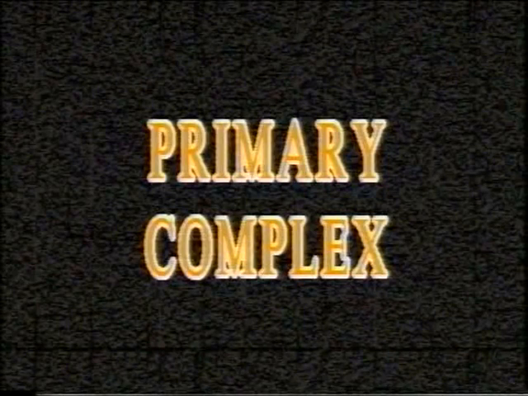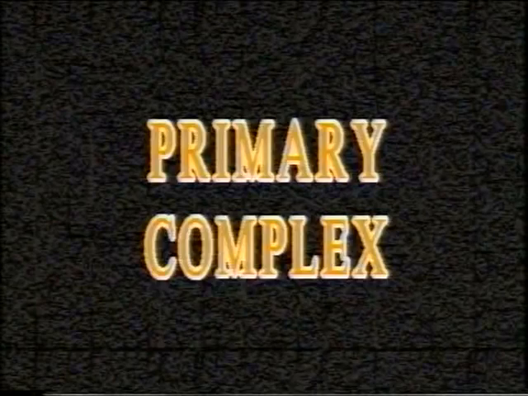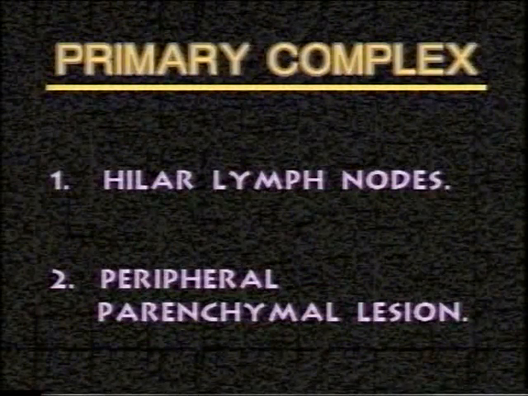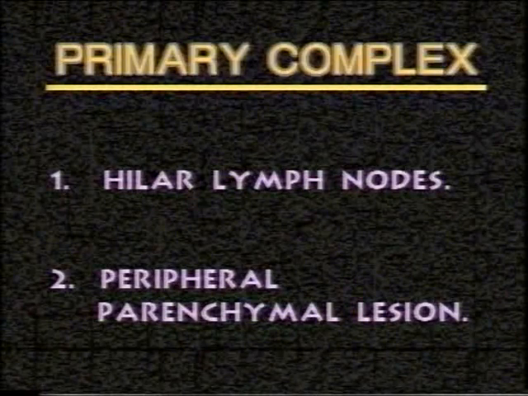Primary complex. Primary complex is a primary tuberculous infection seen in children. Radiologically, it shows two components, a peripheral parenchymal lesion and enlarged hilar lymph nodes.